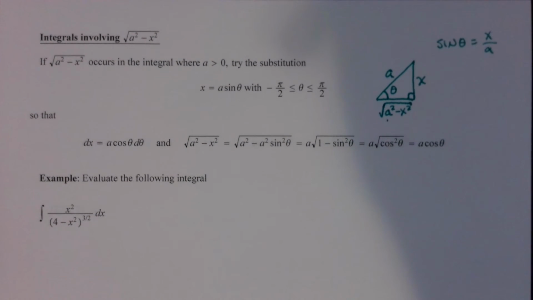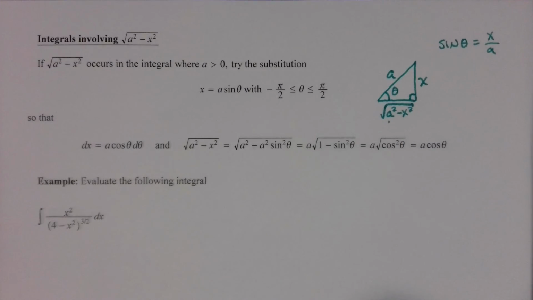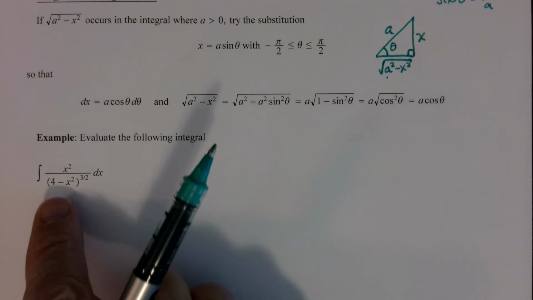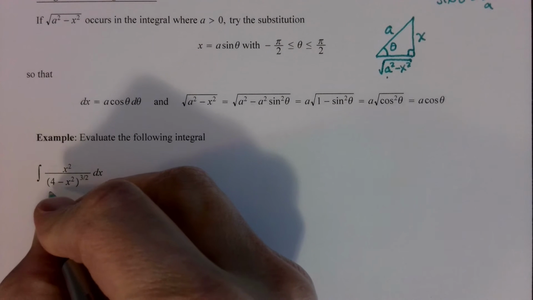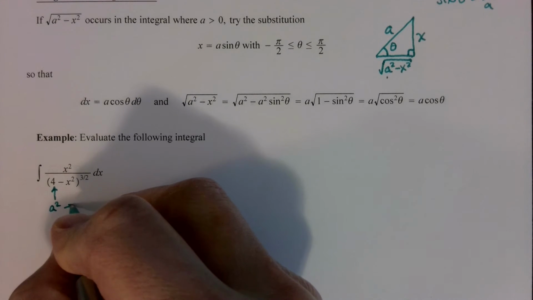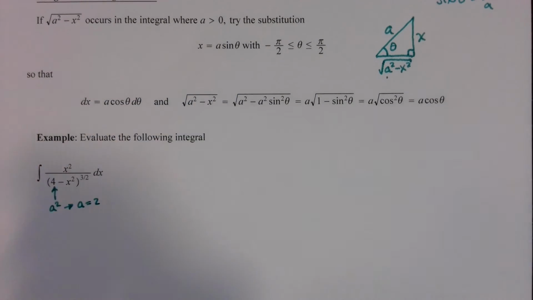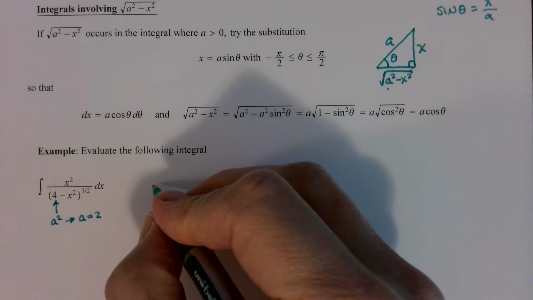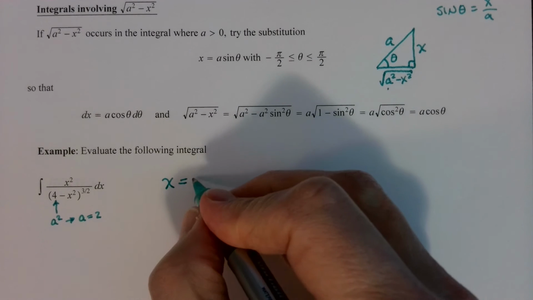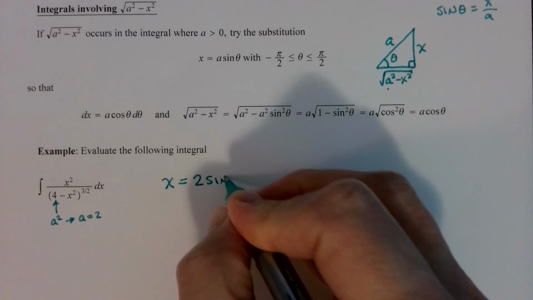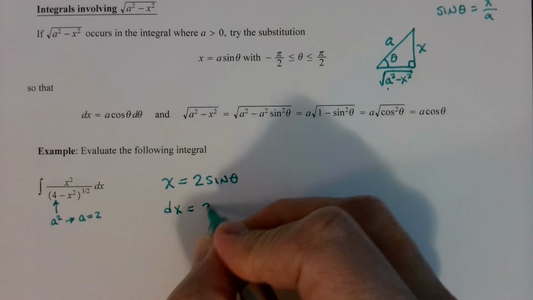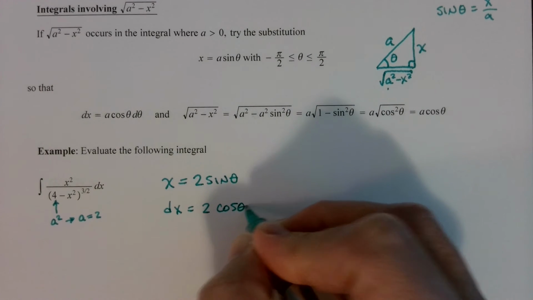If we could do that, then we're going to be dealing with this type of integral, using the substitution technique. All right, so here I've got 4 minus x squared, and so notice the value of a is 2, and so I'm going to use x equals a sine theta, x equals 2 sine theta, and I'll immediately say my dx, which we need to include, is 2 cosine theta d theta.